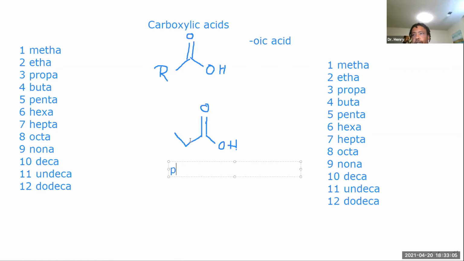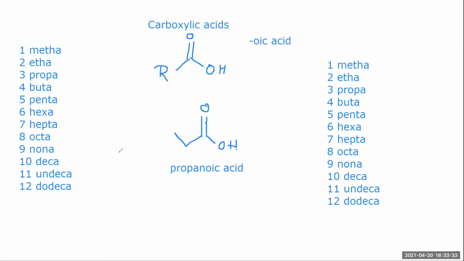Three carbon chain, 1, 2, 3. What do we name a 3 carbon chain? Pro. So, propanoic acid. Propanoic. So this is a suffix one. It doesn't have a prefix.